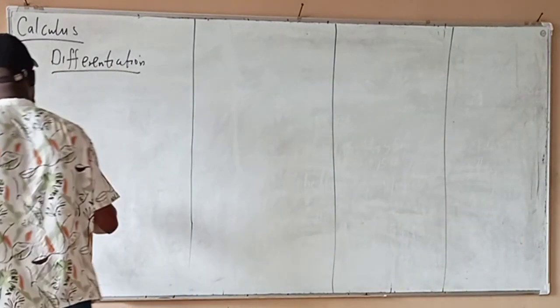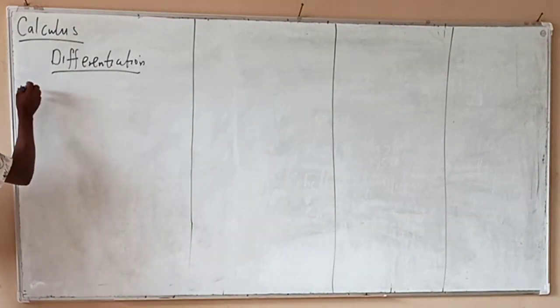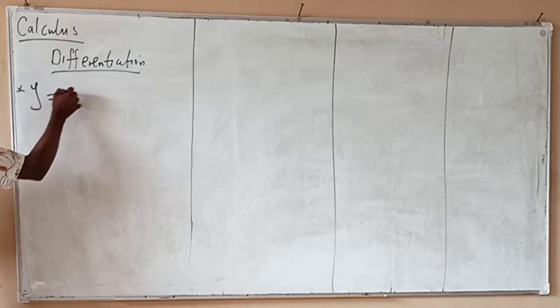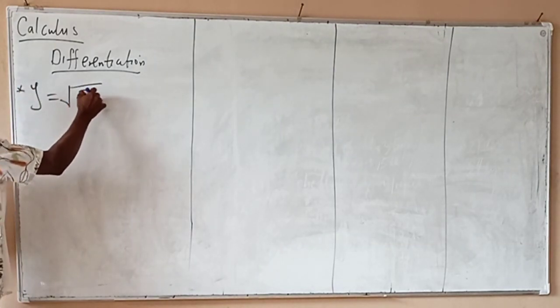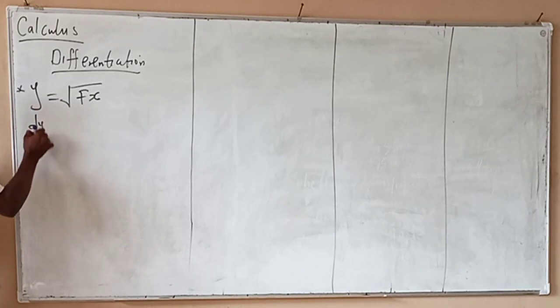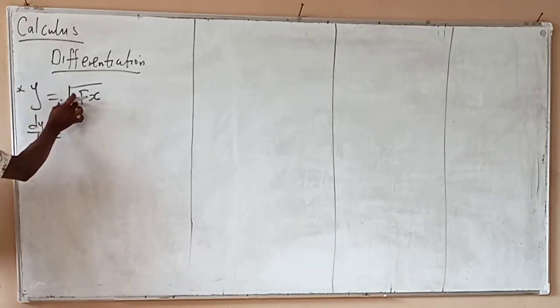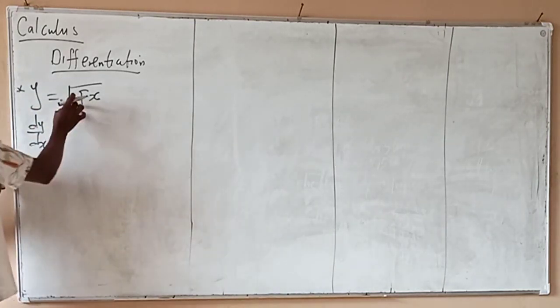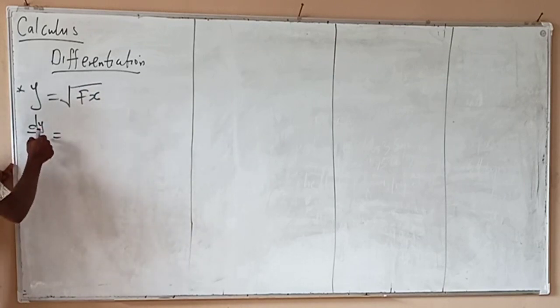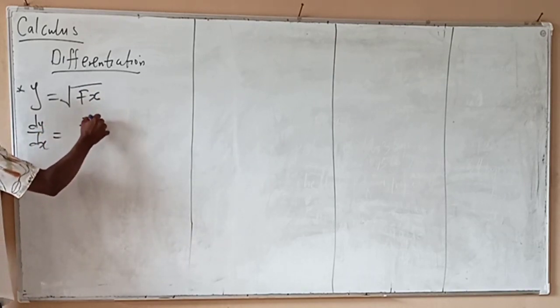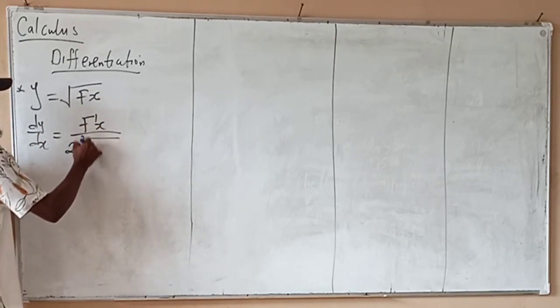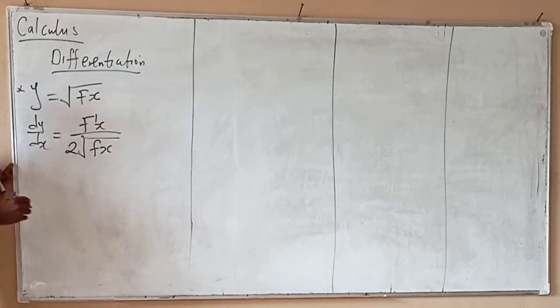Under differentiation, now let's have a differentiation of this form. Let's say y is equal to the square root of a function of x. What will be dy over dx? If it is the square root of any function, dy over dx will be equal to f prime of that function divided by 2 times the square root of the function.